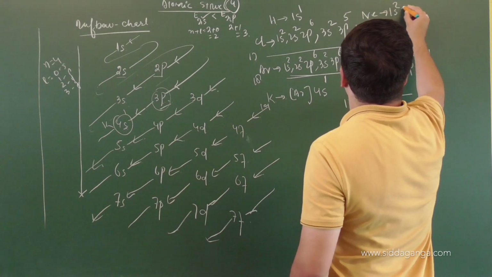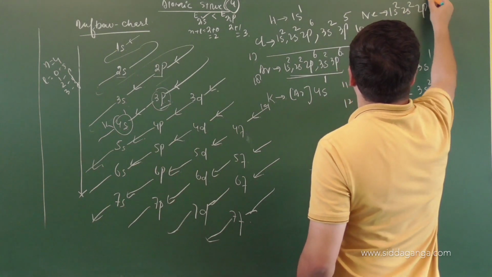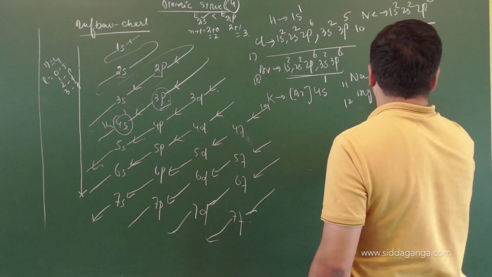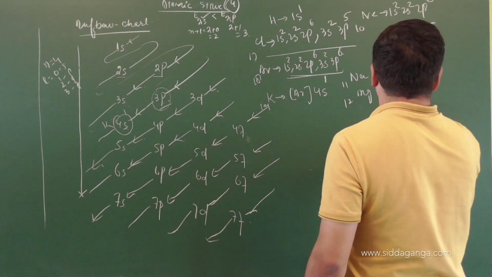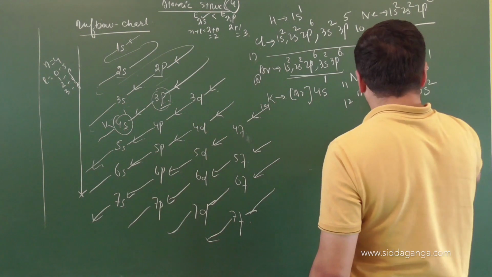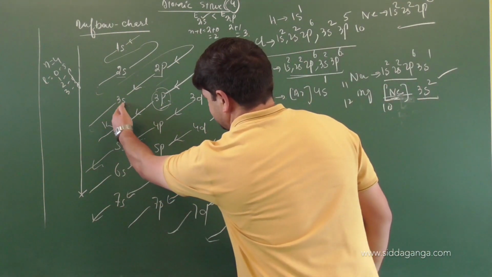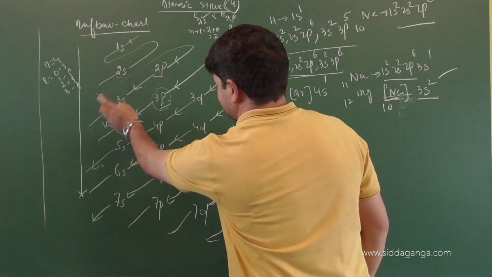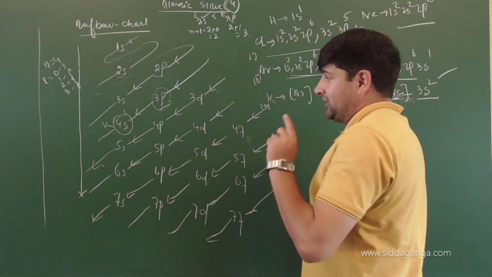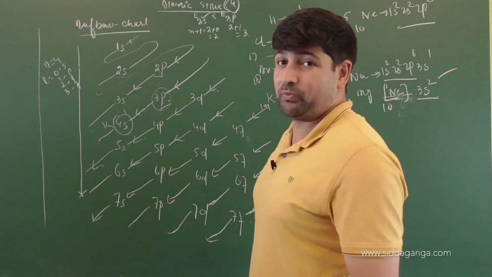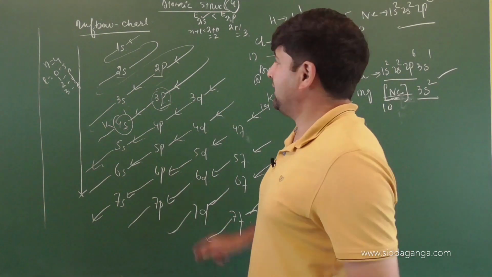Neon atomic number is 10. It will be 1s2, 2s2, 2p6. So instead of this, we can write neon. So we can write the neon core with atomic number 10, meaning 10 electrons, neon core and 3s2. This is what electronic configuration is. 3s1, 3s2: alkali metals and alkaline earth metals. If the outermost electron is entering into p, it's a p block element. So p can accommodate how many electrons? 6. Have a look.